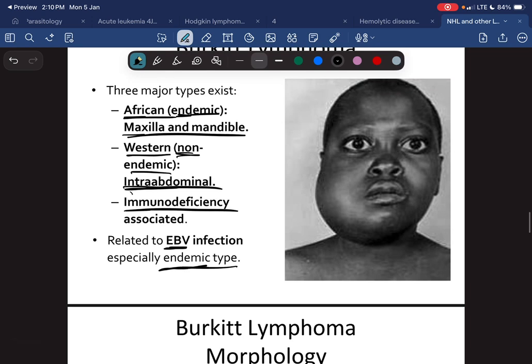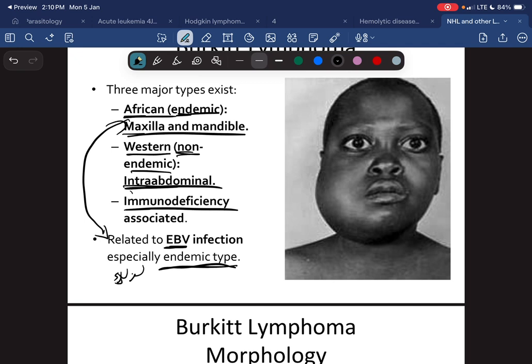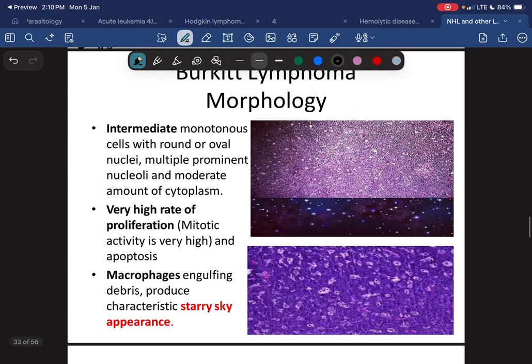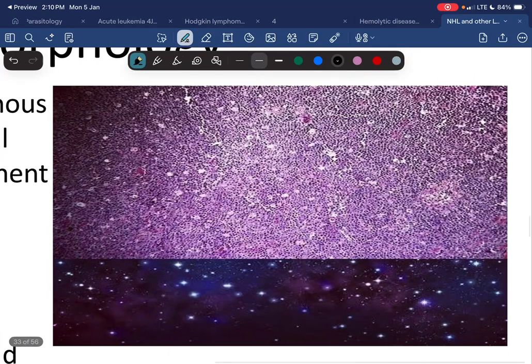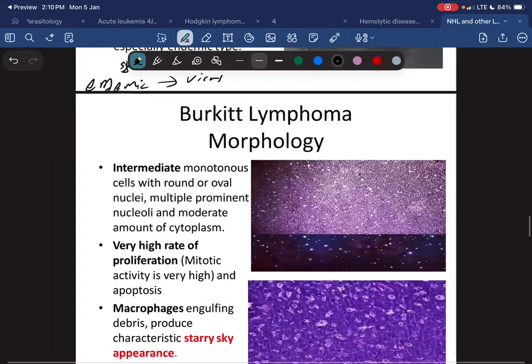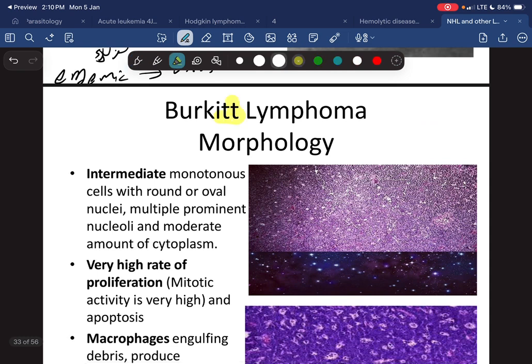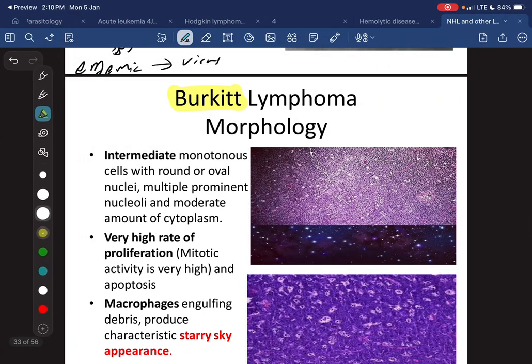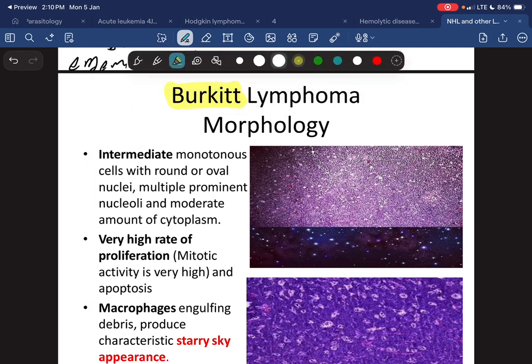The characteristic histopathology of Burkitt lymphoma is the starry sky appearance. This appearance is related to what? These star-like foci are macrophages engulfing cellular debris. Because of the highly proliferative capacity of the tumor cells, we have tumor debris and nuclear fragments engulfed by macrophages, giving this starry sky appearance. This is higher magnification. These are macrophages engulfing the nuclear debris or apoptotic bodies.